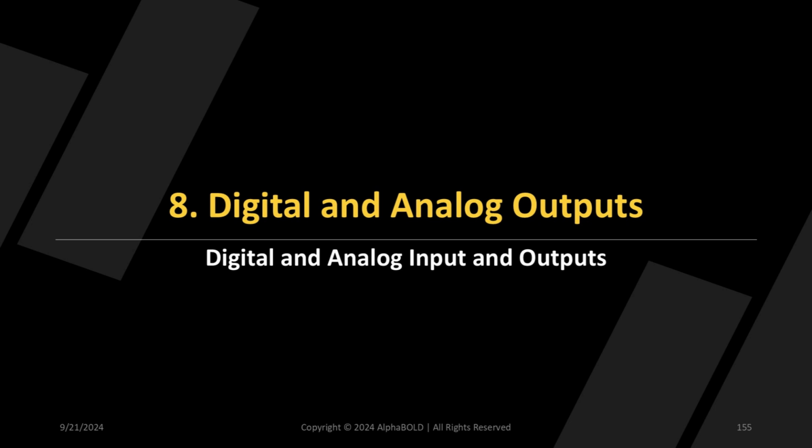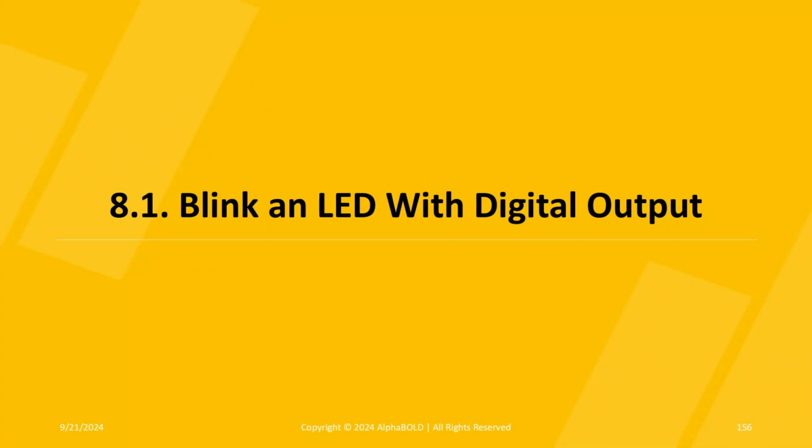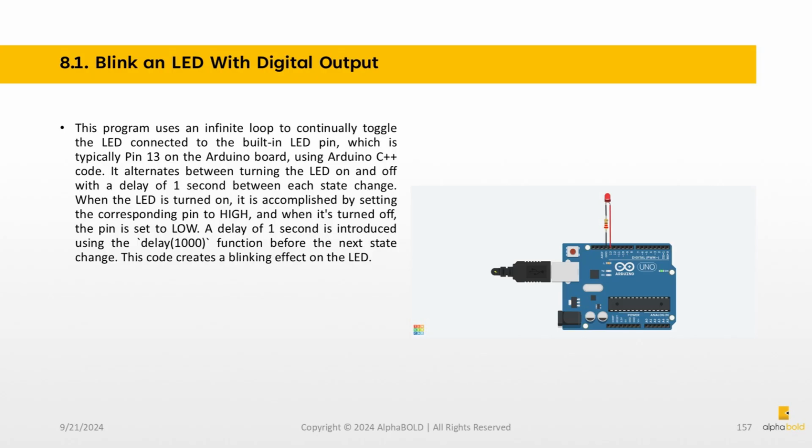Digital and analog outputs. Blink an LED with digital output. This program uses a forever loop to repeatedly turn the LED connected to the built-in LED, i.e. pin 13 of the Arduino, on and off with a delay of 1 second between each state change.